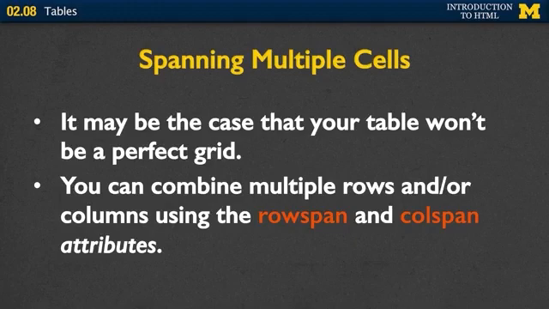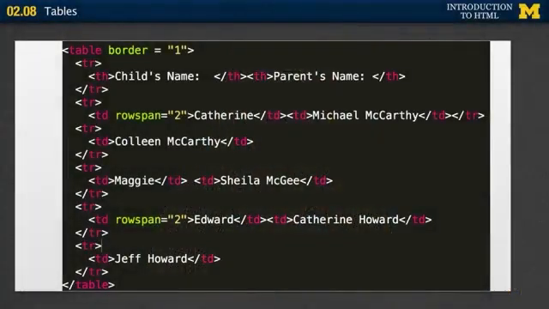So you can combine multiple rows and/or multiple columns using the rowspan and colspan attributes. Inside your element, you would include rowspan=2 if you wanted to span 2 rows, or colspan=5 if you wanted it to span 5 columns. All right, so let me go ahead and show you an example with some code.